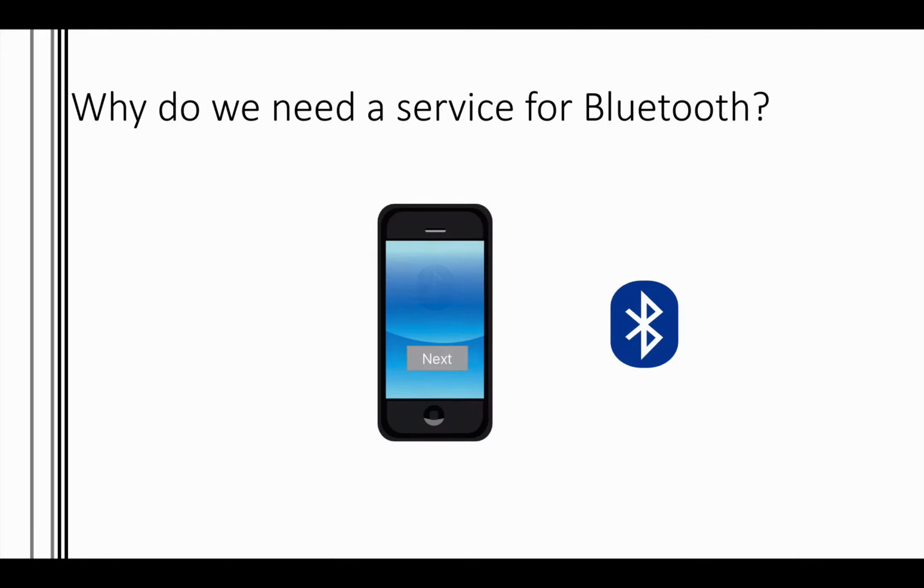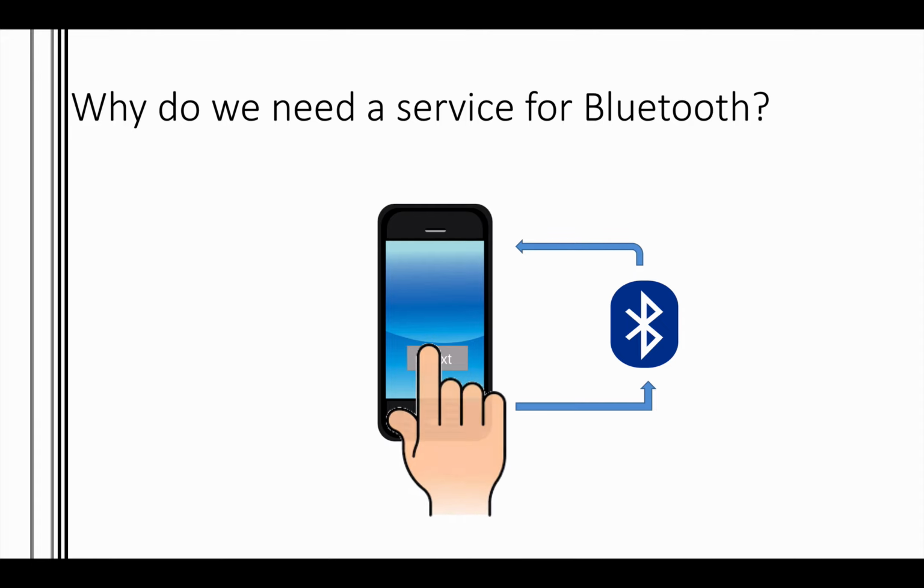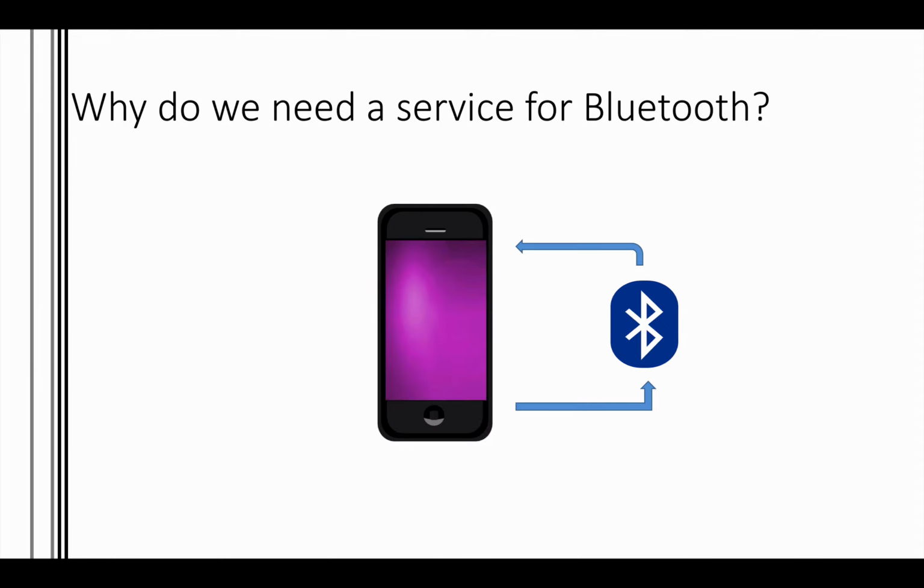But since in our case we're going to have multiple activities, we'll have Bluetooth as a service, which will be running in the background here on the side, and it'll be passing data from the app to the Bluetooth service and back. And so if we hit next and we go to the next activity, the Bluetooth service still exists because it's running in the background. And we can still pass data from the application to the Bluetooth and from Bluetooth to the application.